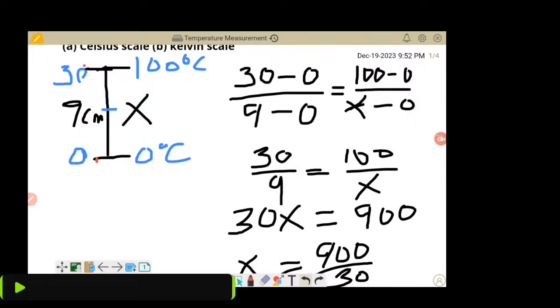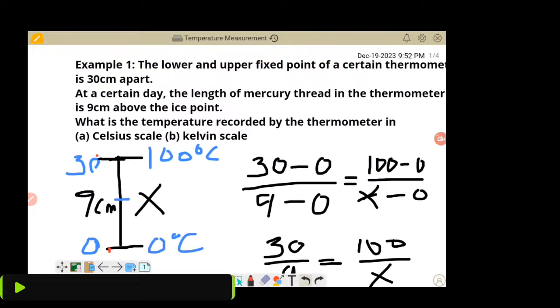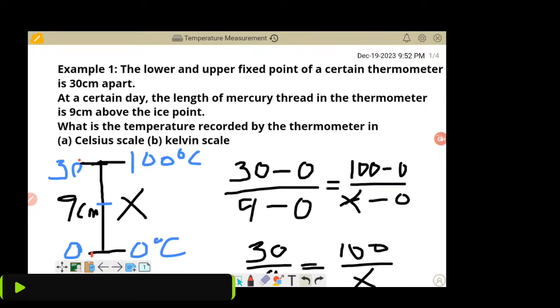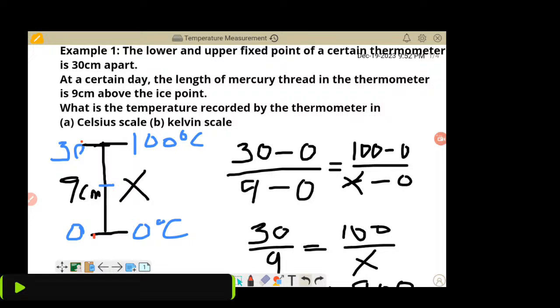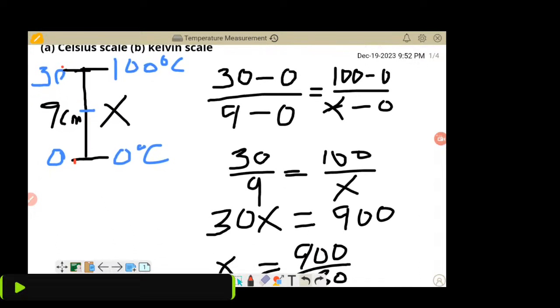We started with the first example that you can see on the screen, where we have a lower and upper fixed point of a certain thermometer separated by 30 centimeters. So we just pick 0 as the measurement corresponding to the lower fixed point, and we pick 30 as the measurement corresponding to 100 degrees Celsius. And they ask us to find the temperature at 9 centimeters above the ice point, and we were able to do that using this method.